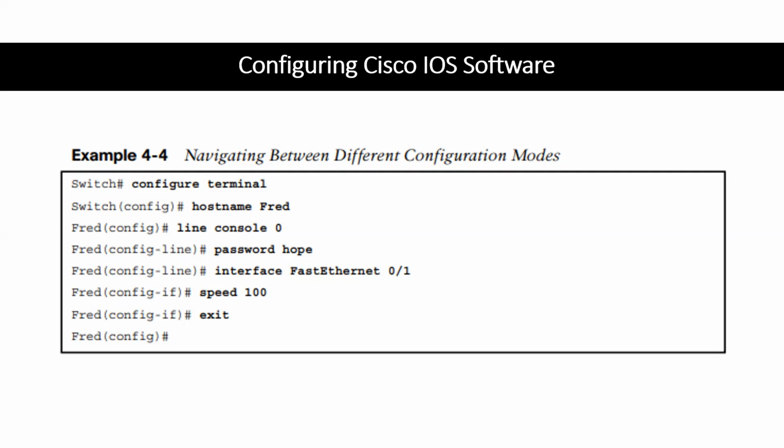What Mo didn't do, he didn't drop out of line console configuration mode. He went straight to that interface. This is an option. This is where I disagree with the book. If you're learning, I would say drop down one level and go back into global configuration mode and put this command in.